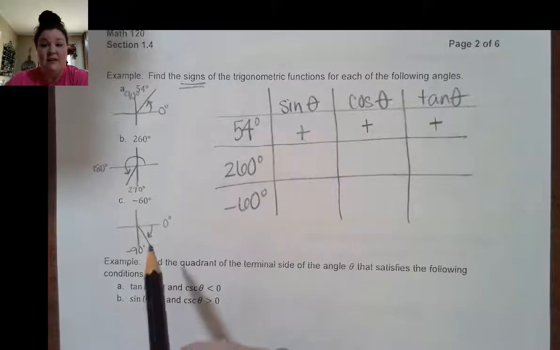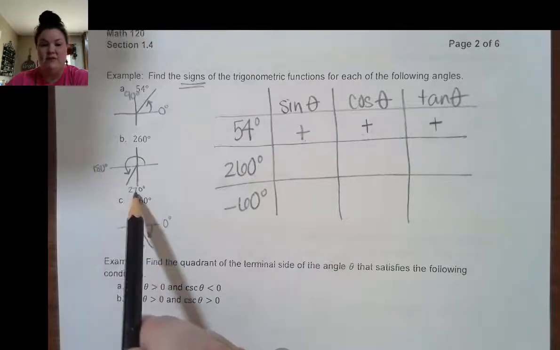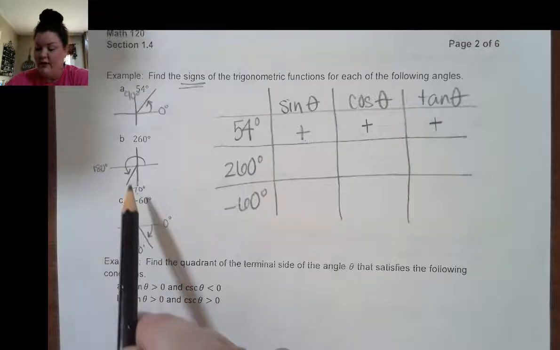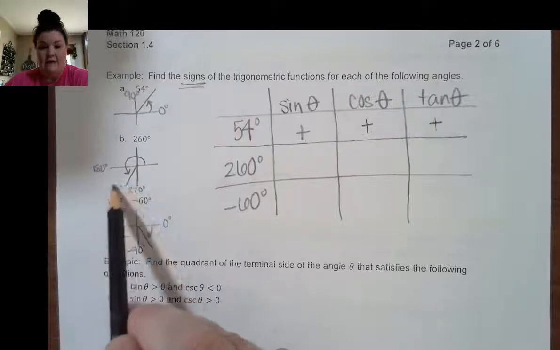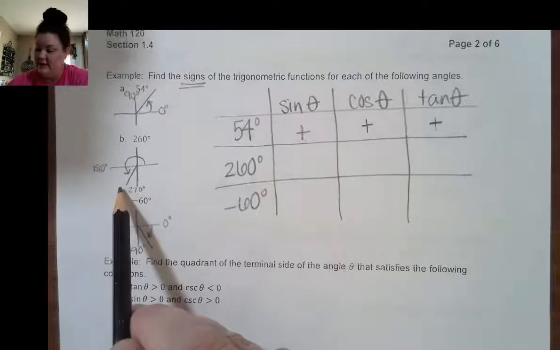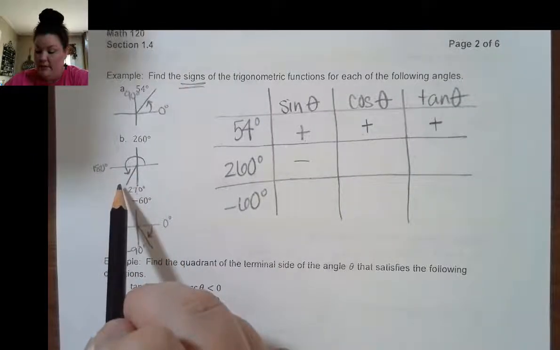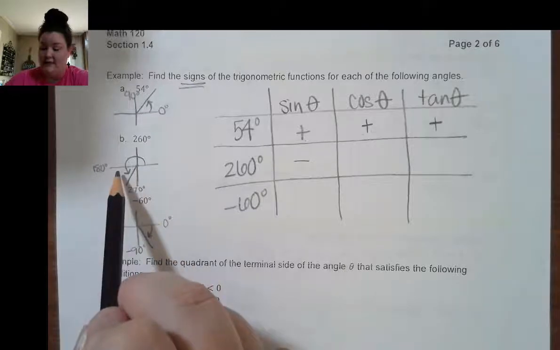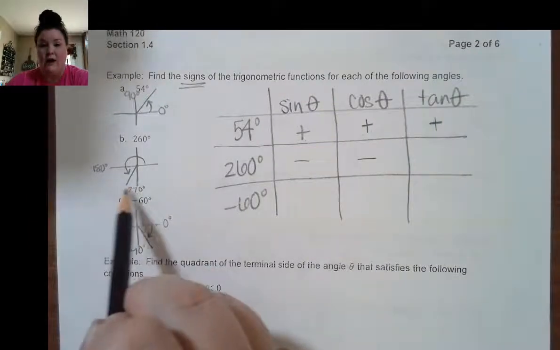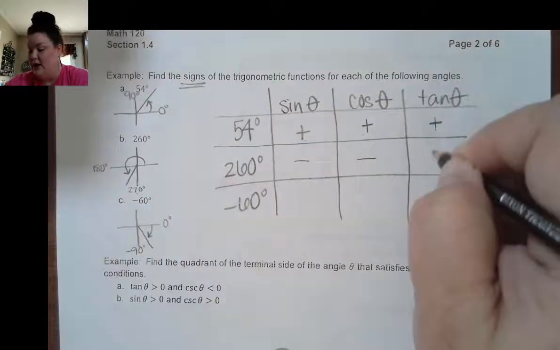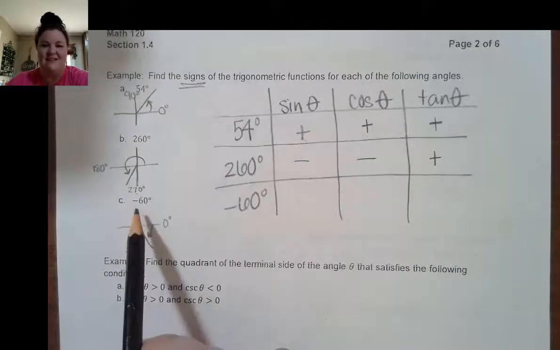Okay, so when we look at 260, that's going to be over here between 180 degrees and 270 degrees. So that's falling way over here in quadrant 3. Quadrant 3 has negative y's because we're below the x-axis, so that's going to give me a negative sine. It also has negative x's, right? Because we're to the left of the y-axis. So negative x's gives us a negative cosine, and then a negative y over a negative x gives us a positive tangent.